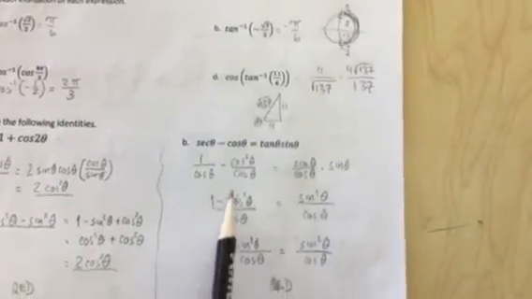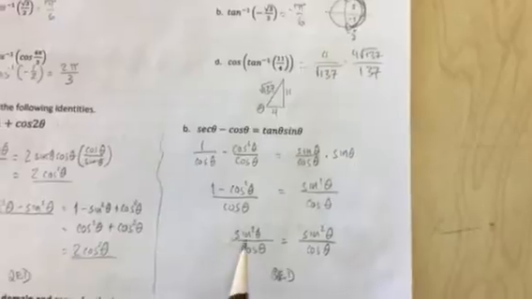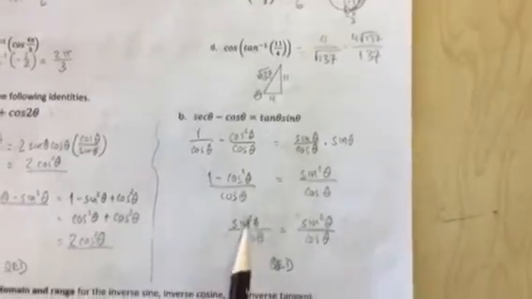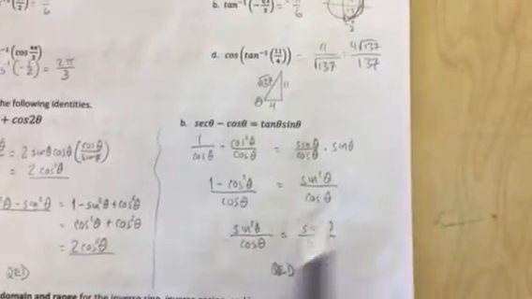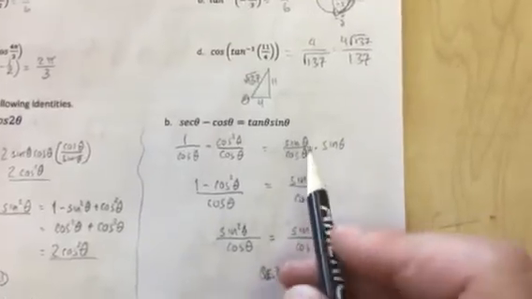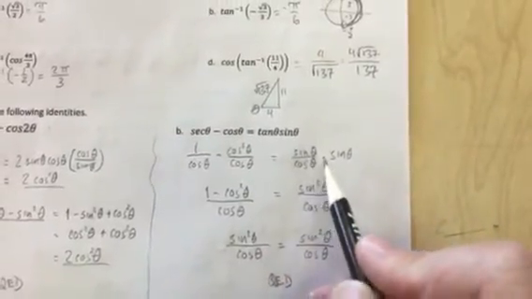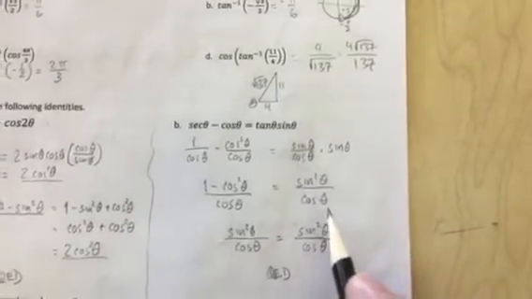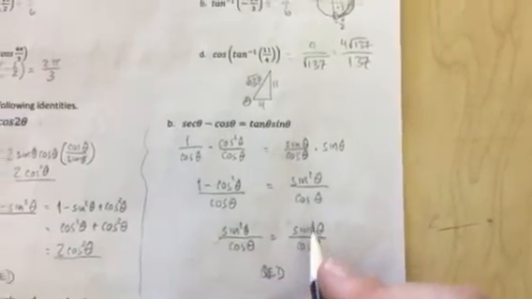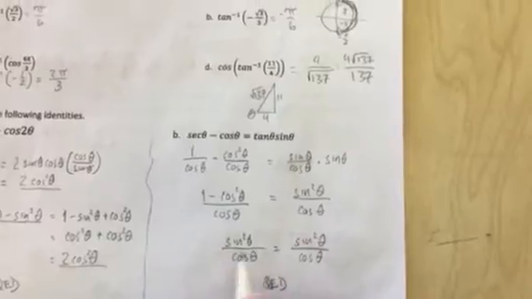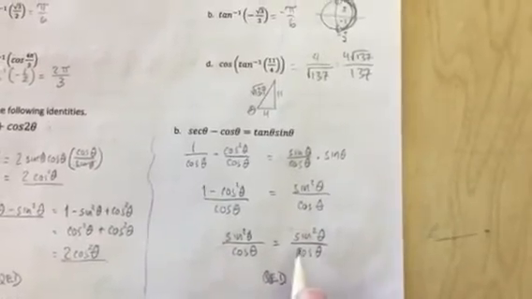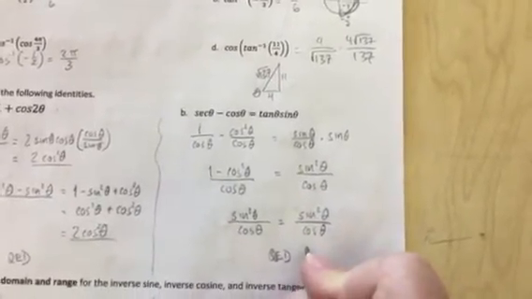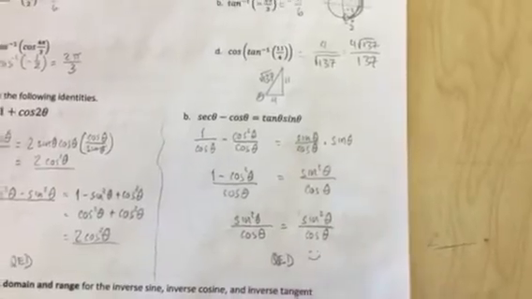1 minus cosine squared is the same thing as sine squared. So my fraction now simplifies down to sine squared over cosine. And if I look at the right-hand side, tangent is sine over cosine, times sine gives me sine squared over cosine. Well, that's what I ended up with here. Sine squared over cosine. I have the right-hand side and the left-hand side being the same. QED. All right, we're done with that one.